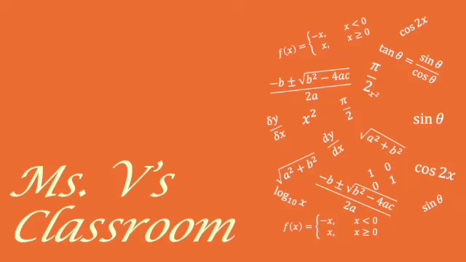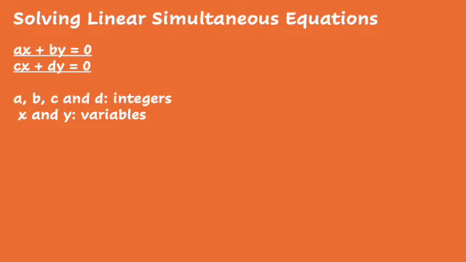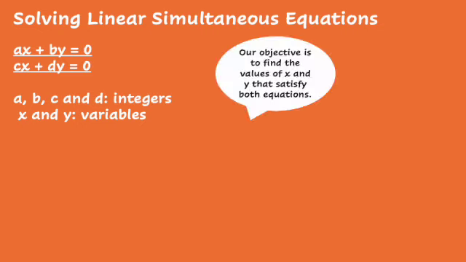Hi there, in this video I'll be talking about solving linear simultaneous equations. Let's see how we do that. Have a look at the set of equations here. We have ax plus by equal to 0, cx plus dy equal to 0. Here x and y are variables and a, b, c, d are integers. The purpose here is to get the values of x and y that satisfy both the equations.